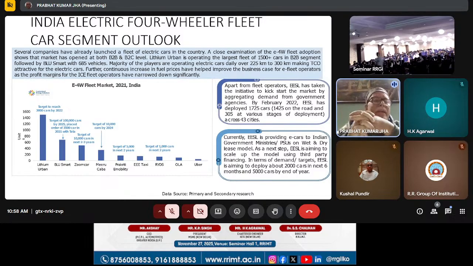So car in B2B segments, followed by BLU Smart in 685 vehicles. So the majority of the players are operating electric cars daily over 225 kilometers to 300 kilometers, making TCO attractive for the electric cars. Further, the continuous increase in fuel prices has helped improve the business case for e-fleet operators, as the profit margin for internal combustion engine fleet operators has narrowed down significantly. So people are moving towards this also.